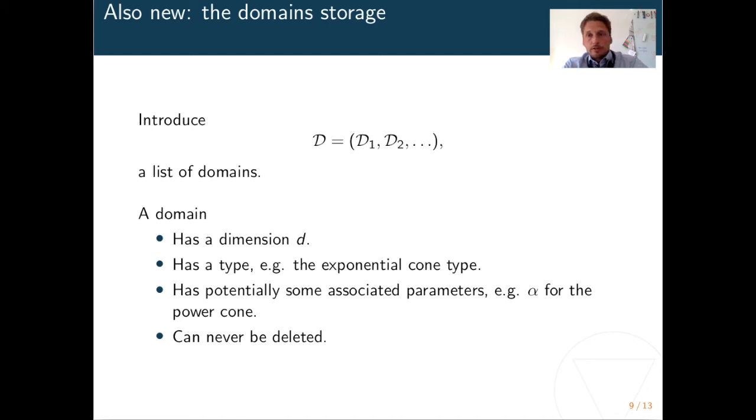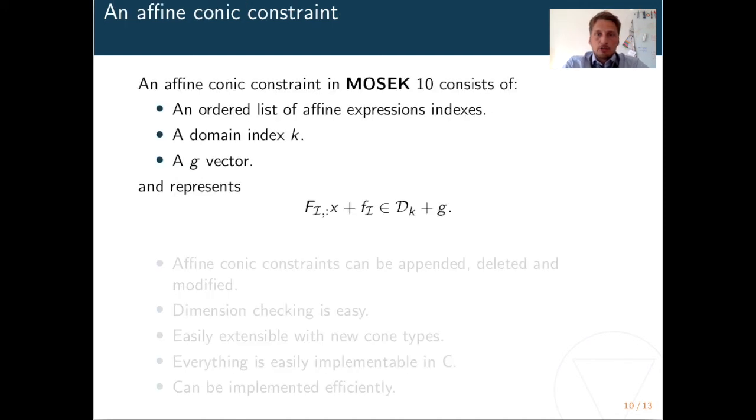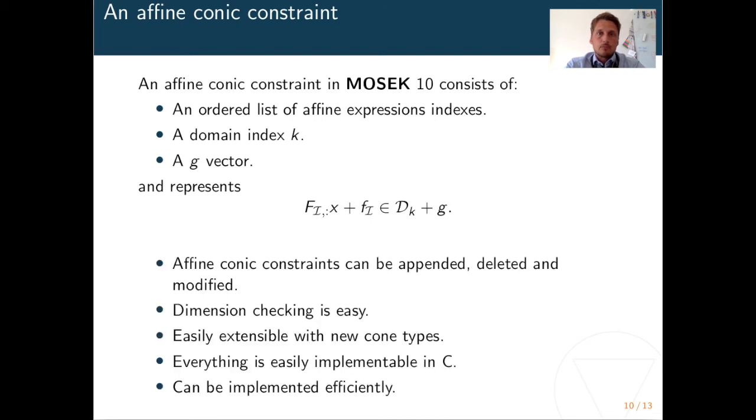And now with these two things together, it should become apparent how a so-called affine conic constraint will be specified in MOSEK 10. It's just given by an ordered list of affine expression indexes, a single domain index, and possibly a G vector. And now to specify an optimization model, affine conic constraints are added together with the variables, and contrary to the affine expressions and domains in their respective storages, they can also be deleted in order to make it easy to, say, perform re-optimizations on modified models.